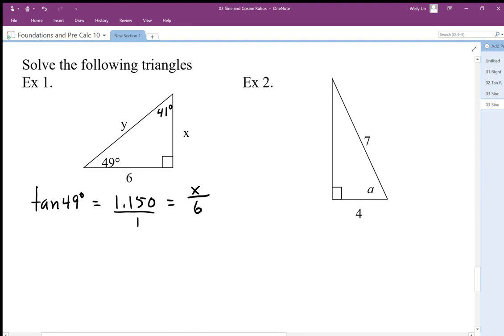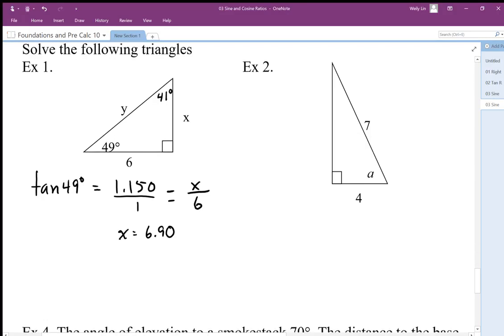I'm just going to adjust this here, line it up a little better. Okay, so there's my equation that I'm going to solve for. Once I have my proportional equation, I can just cross multiply and solve. So I end up with 6 times 1.150, and I get 6.90. I'm going to round it to 2 decimals to indicate that that's the length of a side.